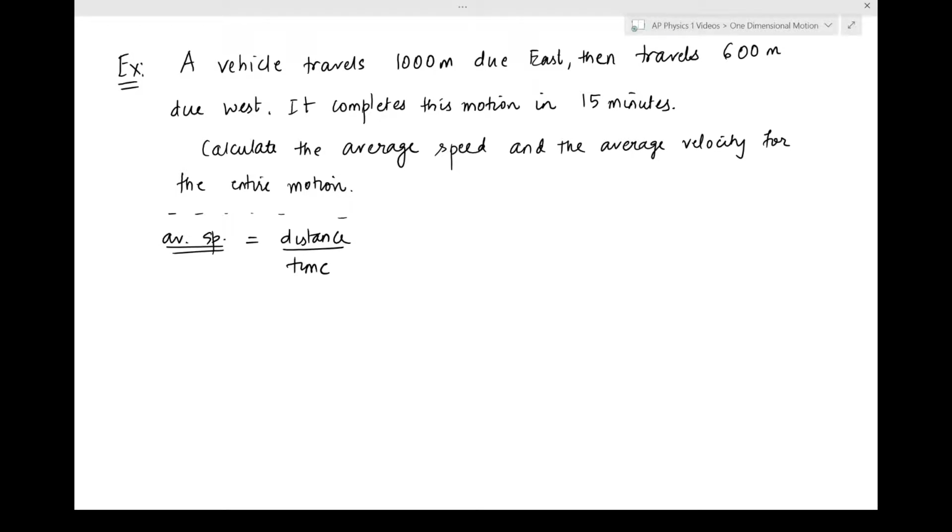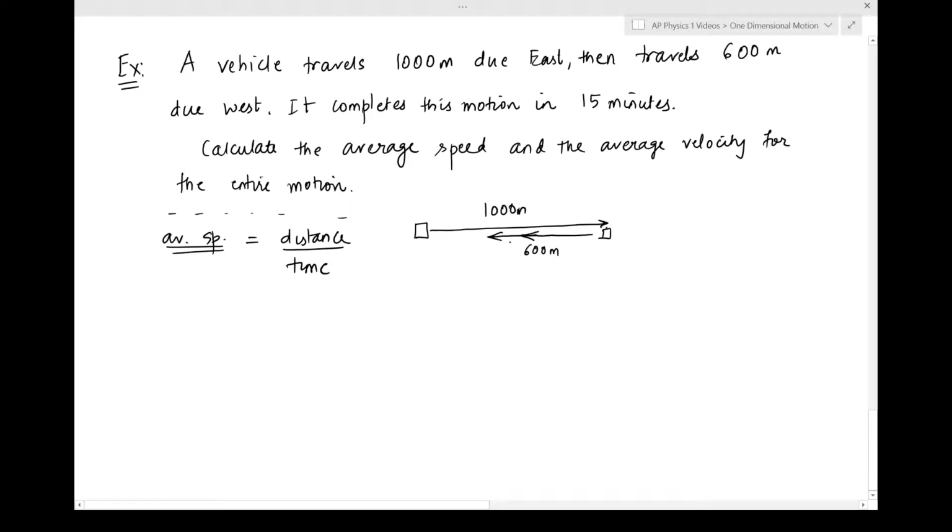Okay, so in this particular situation, what we'll do is we'll draw a simple picture of what's happening. So let's say the vehicle started at some point and it traveled 1,000 meters to the east. So it went all the way and traveled, say, 1,000 meters. Okay, and then the vehicle came back another, say, 600 meters. Let us first use this picture to calculate the distance.